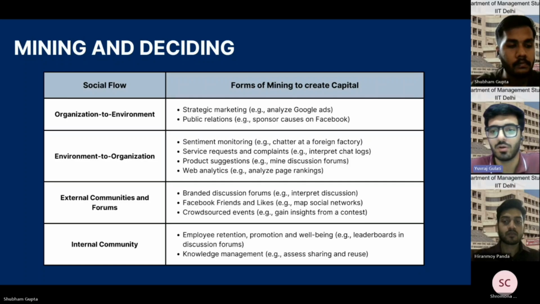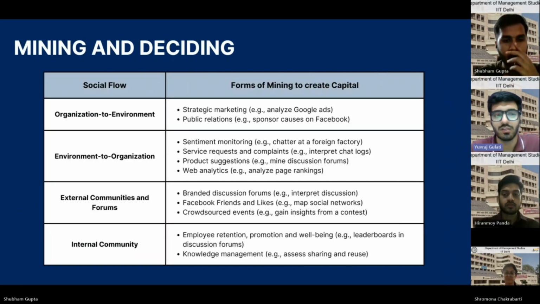Second is environment to organization. This includes the reviews done by the consumers on the different products or services that are being launched by the companies. This provides companies with feedback which they can work upon in future products or services. Third is external communities and forums. This is a bi-directional flow. The others are unidirectional flows.